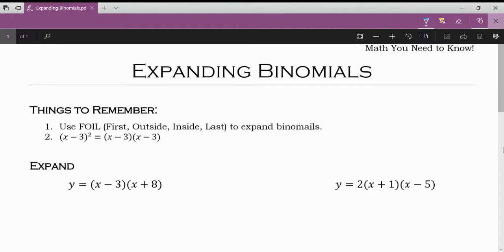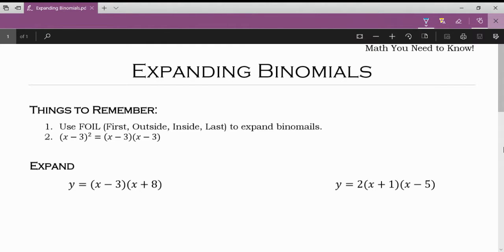Hi everyone. Today we're going to learn about expanding binomials. We are going to use the acronym FOIL to remember to multiply the first terms, the outside terms, the inside terms, and then the last terms.